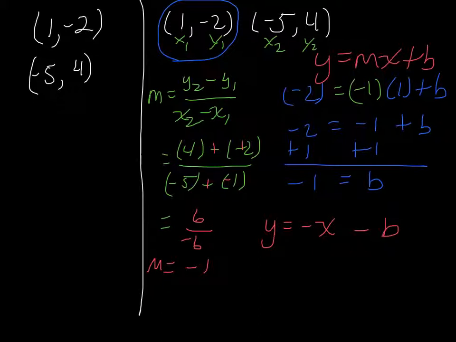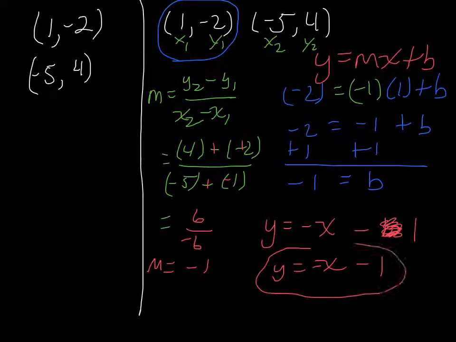Oh no, I don't think I can cross that out. Not minus b, but minus 1. Oops, gosh darn it. Let me erase that. Okay, minus 1, sorry. Yikes. So here's my equation. Y equals negative x minus 1. Okay, so that would be my final answer.